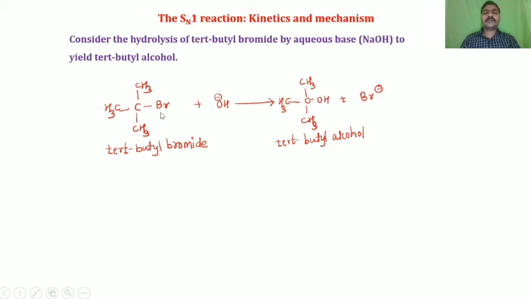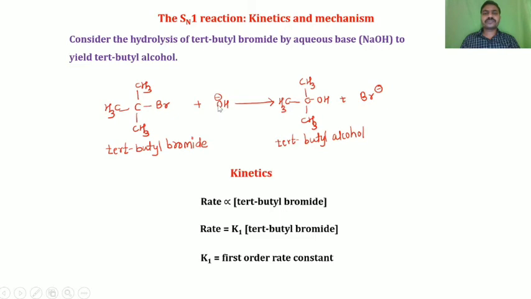So here Br minus is replaced by OH minus. So Br minus is the leaving group and OH minus is the nucleophile. So the kinetics of the reaction shows that rate is directly proportional to the concentration of tertiary butyl bromide only and not on the concentration of nucleophile. So therefore rate is equal to K1 into concentration of tertiary butyl bromide. So K1 here is the first order rate constant. So SN1 reactions depend only on the concentration of substrate and not on the concentration of nucleophile.